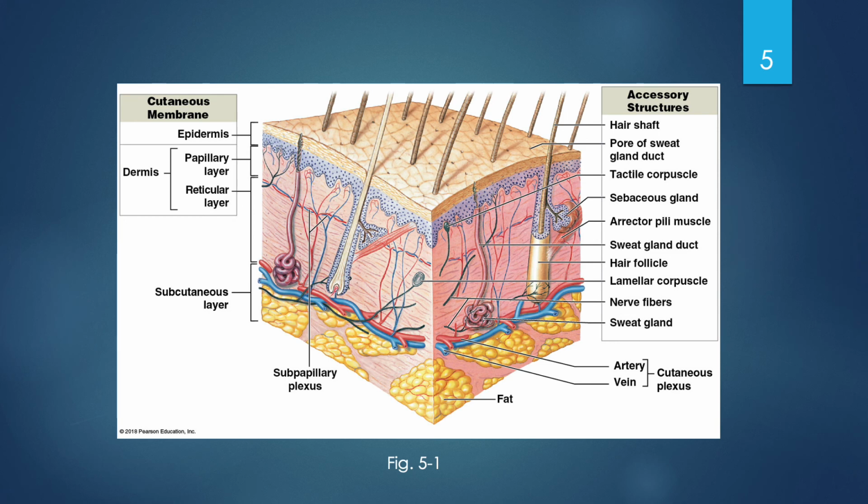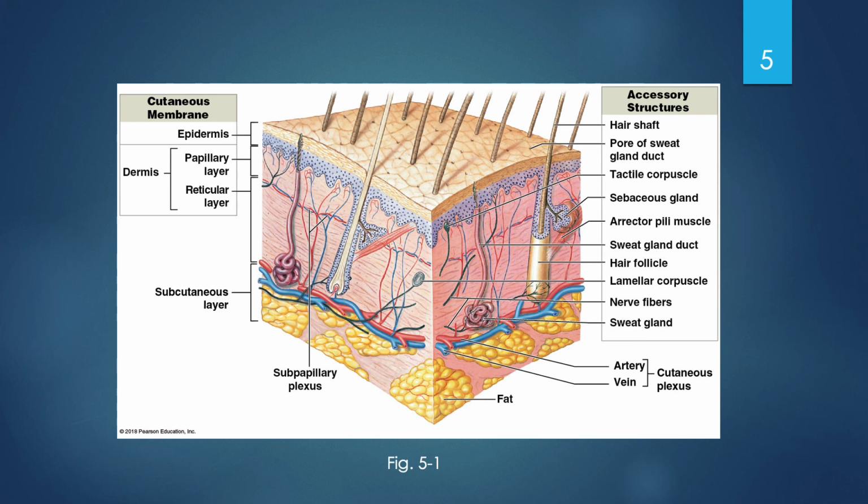Now, if we go over to the right, you're going to see a whole list of accessory structures because there are a lot. So first off, there's a hair shaft at the very top, and the hair shaft is the part of the hair that actually sticks up that we would just call hair. And then there are pores, and those are pores of sweat glands that allow perspiration to occur. Moving down lower than that, we have tactile corpuscles, and you can see those have a very distinct shape. They kind of look like a spoon.